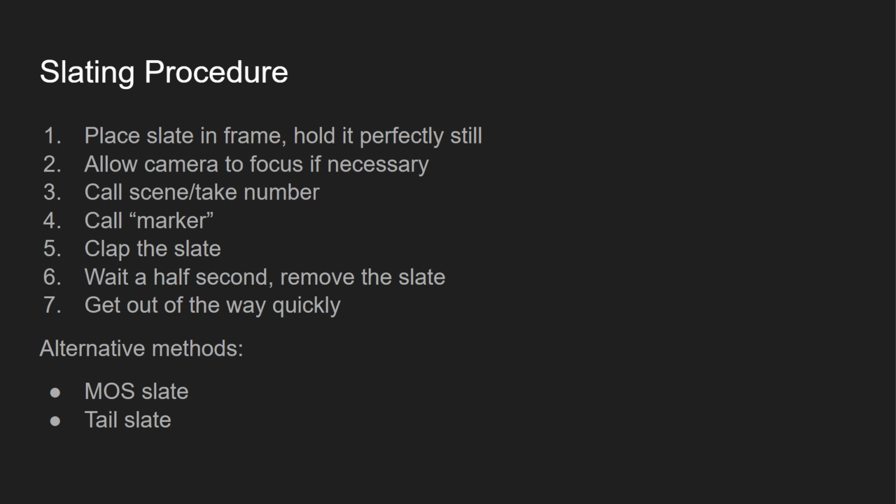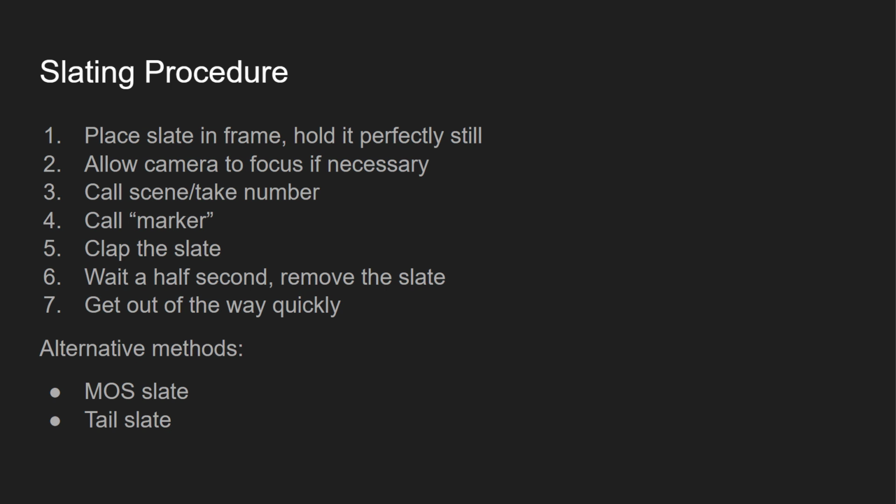If it's possible to get close to the actor, usually focus is set on the actor. Then if you place it as close as you can to the actor, the slate will probably be acceptably in focus to read. If not, the camera operator or the first AC might have to rack focus to the slate and then re-rack focus back to the scene before actual photography begins.